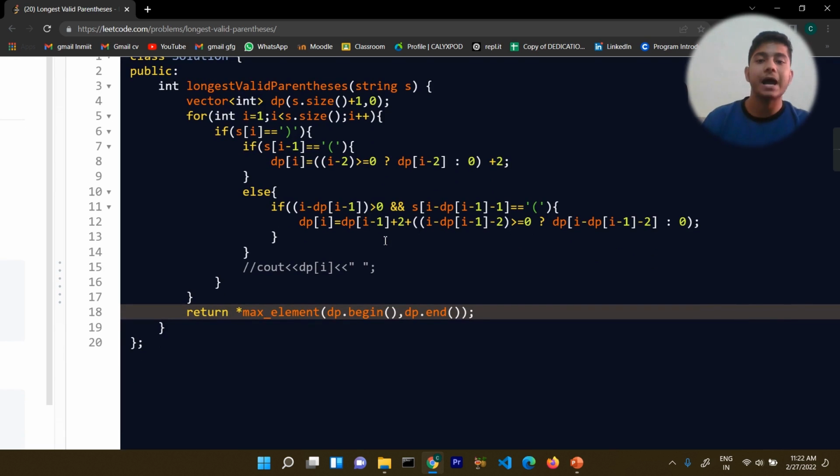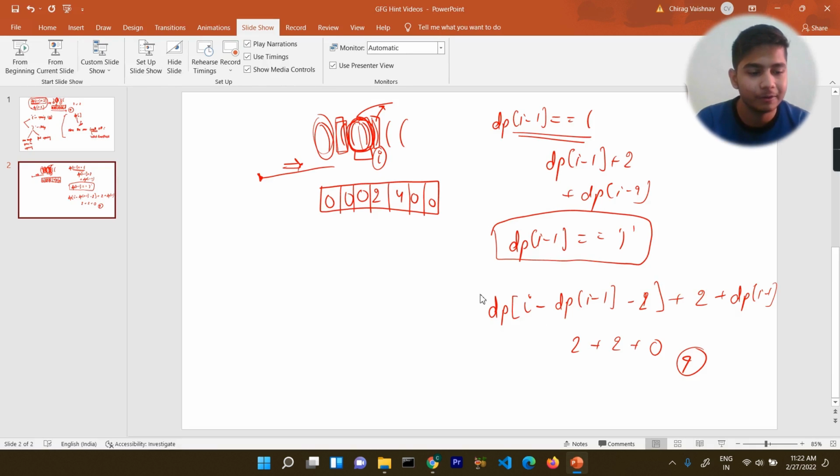Else the case will be that if I minus dp of I minus 1 is greater than 0, this will be the case where I'm having an opening bracket before it. That means I'm having a valid parenthesis in between, surrounded by an opening and closing bracket, so it will form a pattern like that. For that, you have to do dp of I minus 1 plus 2 plus dp of I minus dp of I minus 1 minus 2. This is the same thing that I have written here. If you can focus on it right here, this is the same thing I've written.